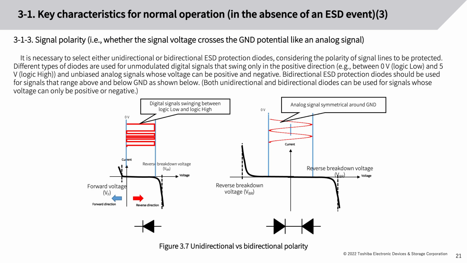Bidirectional ESD protection diodes should be used for signals that range above and below ground as shown below. Both unidirectional and bidirectional diodes can be used for signals whose voltage can only be positive or negative.